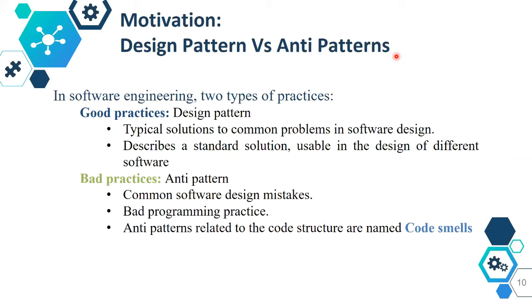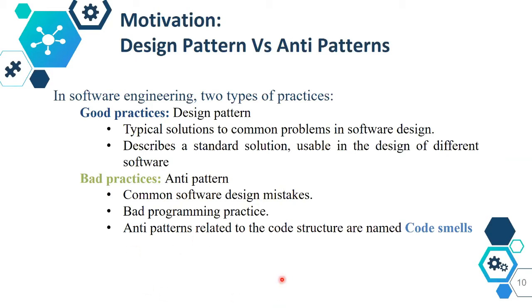In software engineering, we have some practices. We can define the good practices as the design patterns. We need to have inside our design some typical solutions to some common problems. These design patterns describe some standard solutions. We can adapt this solution to our needs or to our requirements, depending on the situation. For the bad practices or anti-patterns, these are some common mistakes we can make as a developer.